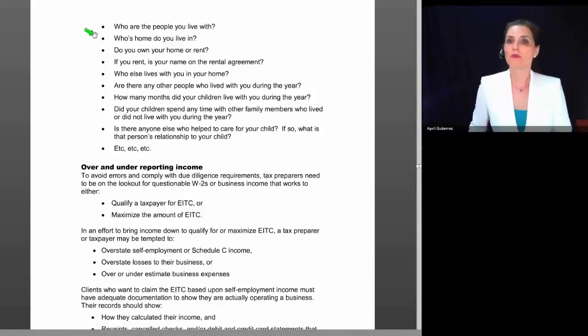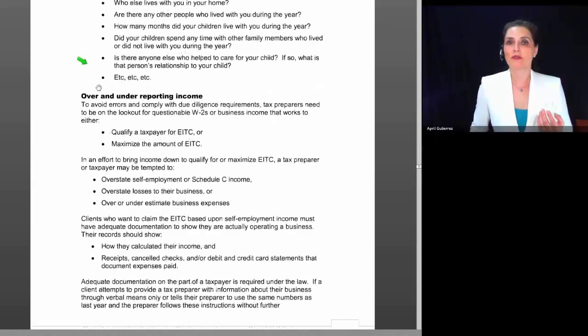Do you own the home that you live in or do you rent it? If there is rent, who pays the rent, who signed the rental agreement, and whose names are on the rental agreement? Who else lives with you in your home? And so on. So these are the types of questions I ask. And at no time am I ever asking my client to tell me what their filing status is and who their dependents are. That's my job.